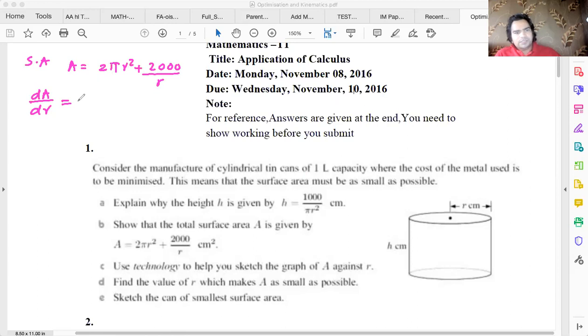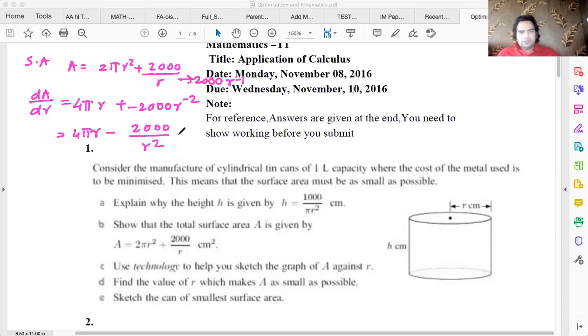So the derivative of this is going to be 4 pi r. And then this one, first you modify before you differentiate. So it'll be 2000 r to the power negative 1. So it'll be negative 2000 r to the power negative 2. So this is going to become 4 pi r minus 2000 over r squared. This is really important because sometimes kids make a mistake in the derivative of r to the power negative 1 and the entire answer goes wrong. So this equate to 0 now.